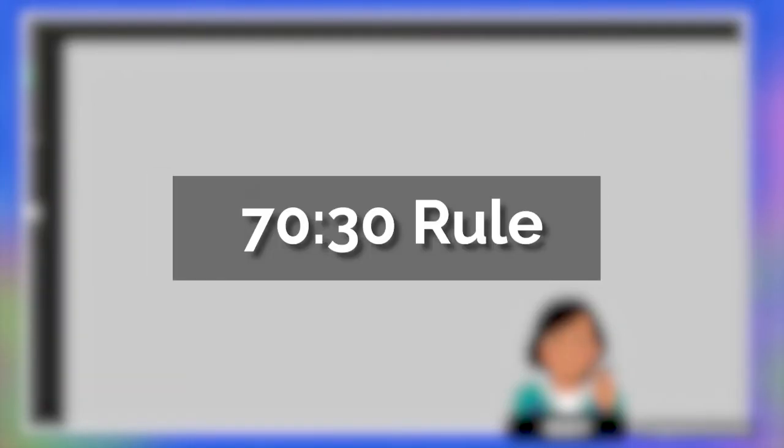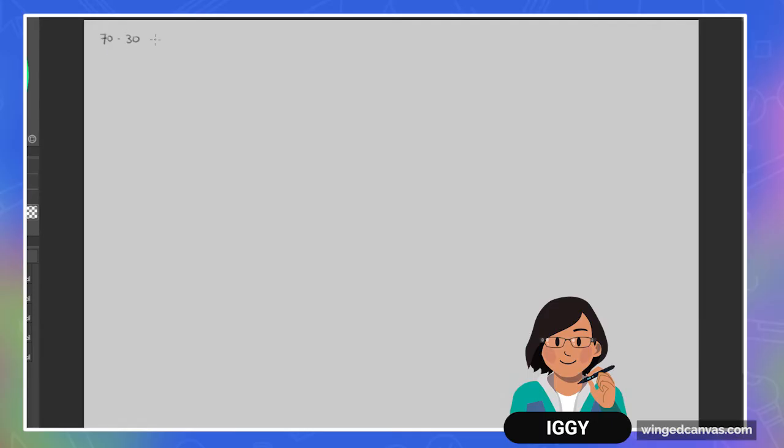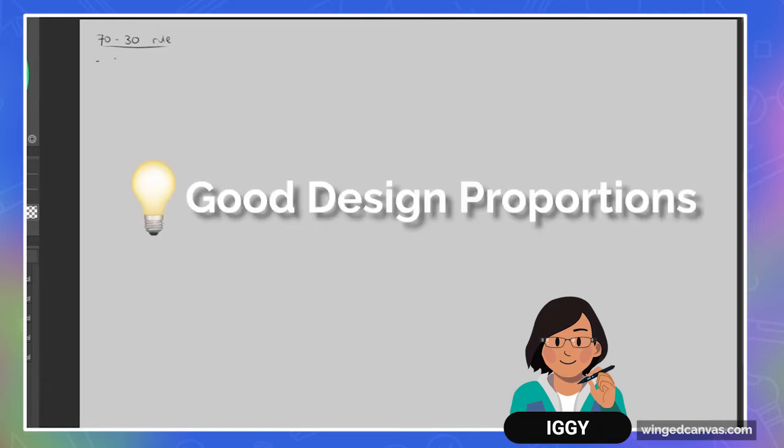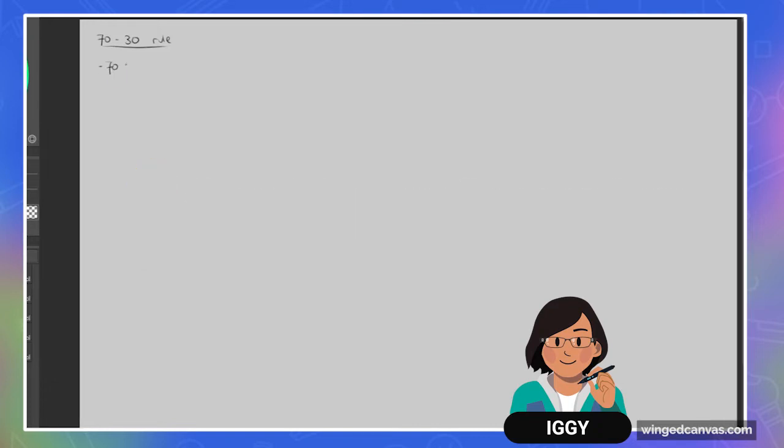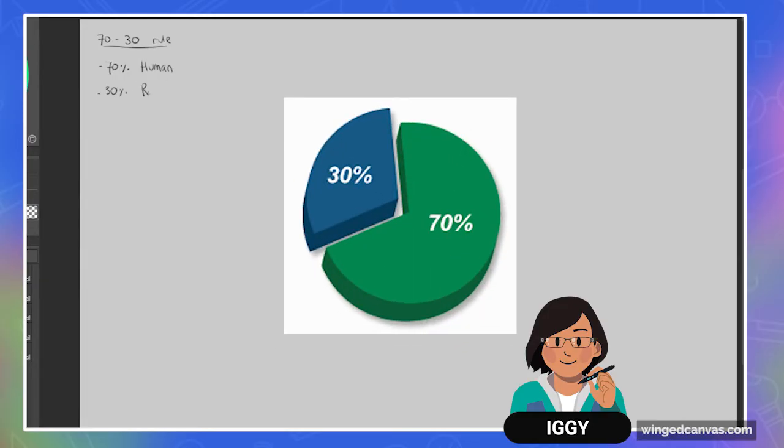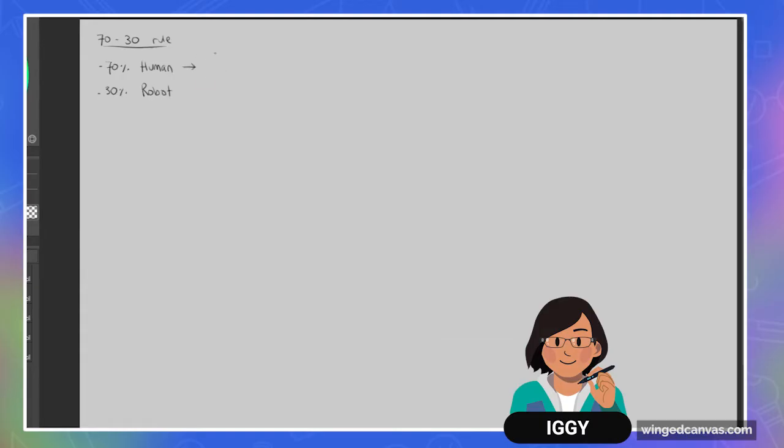The first rule I want to talk about is the 70-30 rule. It's generally a good ratio to keep in mind when designing anything. Basically, you have 70% of one thing and 30% of the other. In this case, I want the 70% to be human and the other 30% to be robot. The 70% human would basically be the proportions. Most of its proportions will be human-like, and the other 30% would be the robot part.